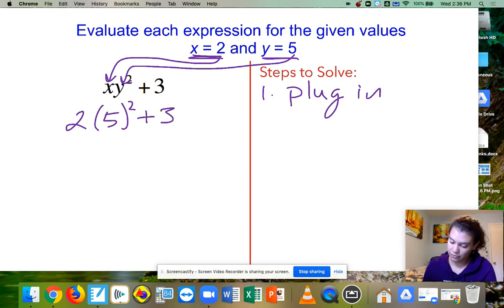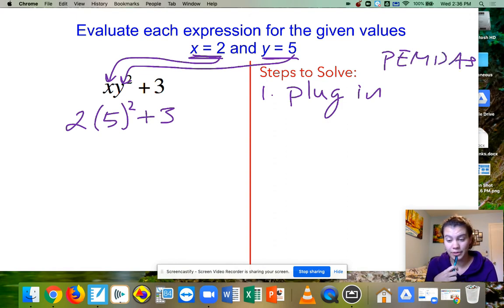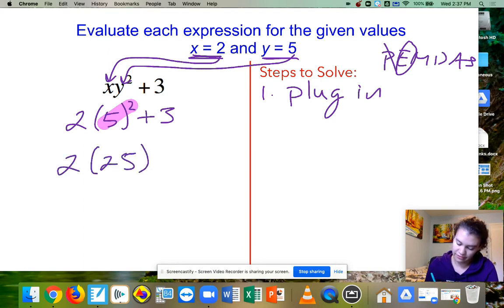Now we can do the PEMDAS. We do have a parenthesis, but we can't do anything in there. So now we're going to do the exponents right here. So you get 2 times 25 plus 3. So that was our first step, was the exponent.